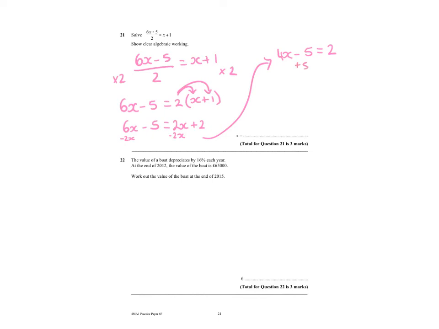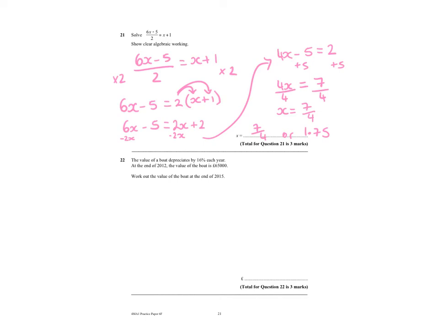I'm now going to add 5 to both sides. 4x minus 5 plus 5 is 0. 2 plus 5 is 7. And I'm going to divide both sides by 4 because I've got 4 lots of x and I just want 1. 4x divided by 4 is just x, and 7 over 4. I can leave it as 7 over 4, or I could write 1.75. They are exactly the same.